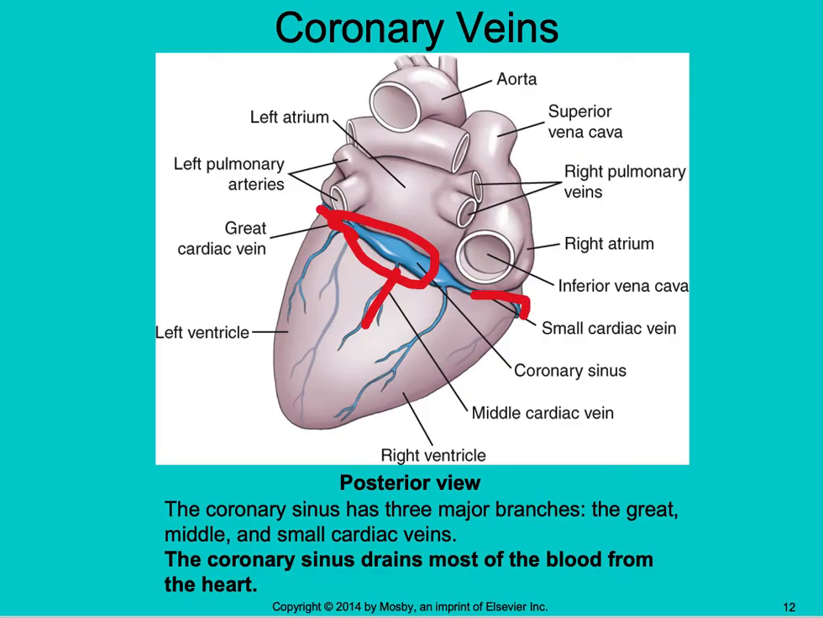So the coronary sinus is a large vein, and it's on the posterior side. So we're looking at the posterior side. So it's on the posterior side of the heart, and it's between the atria and the ventricles. So the coronary sinus, like I said, has those three major branches, the great over here, the middle, and then the small cardiac vein, which flow into that coronary sinus. And then the coronary sinus drains the blood from the heart.